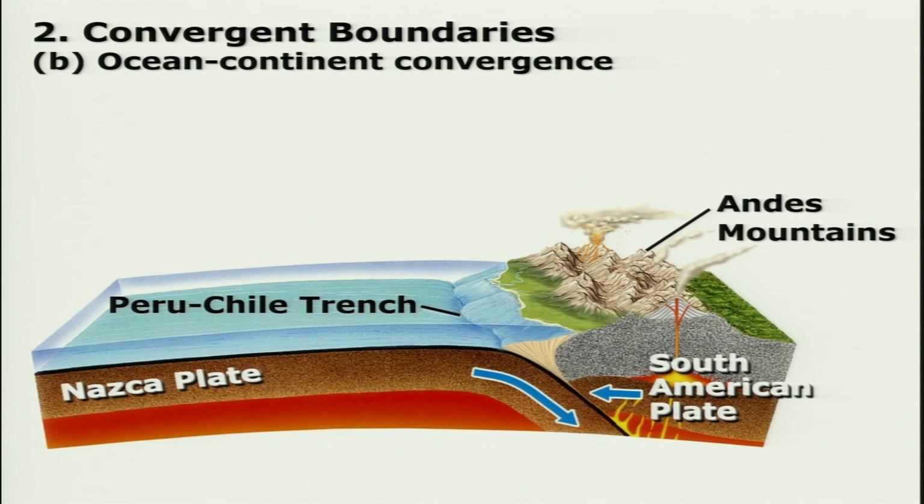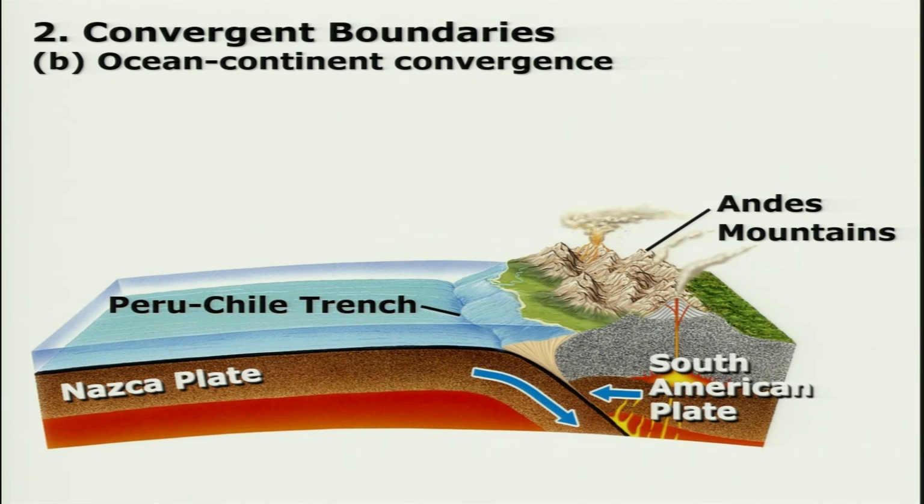Then another part of the convergent plate boundary is where you have oceanic and continental convergence. The best example which has been given is the Chilean type of trench. We have the Nazca plate subducting below the South American plate.